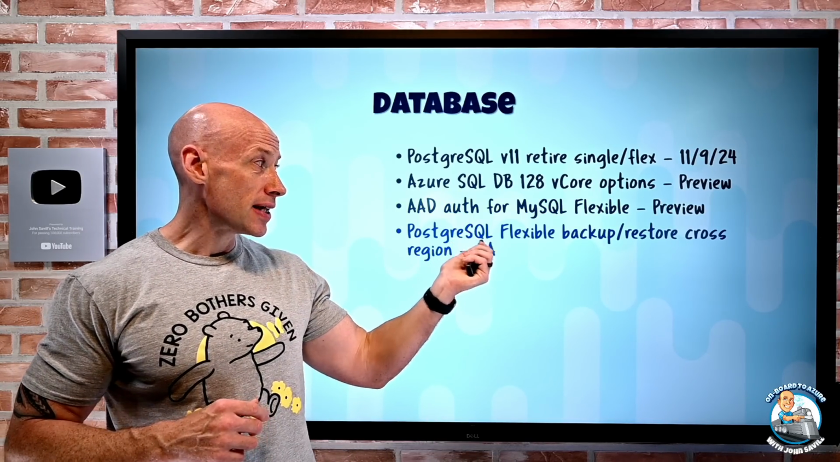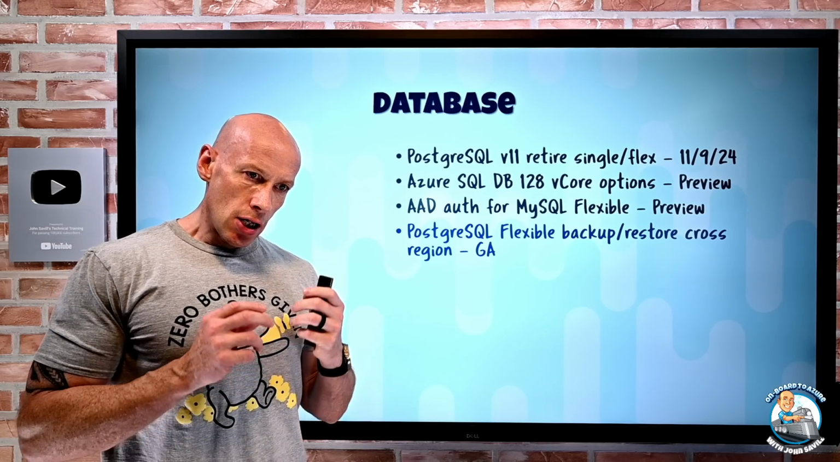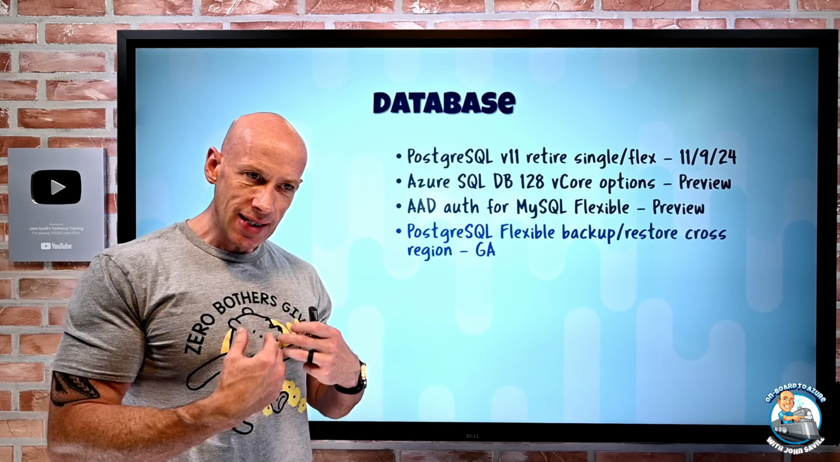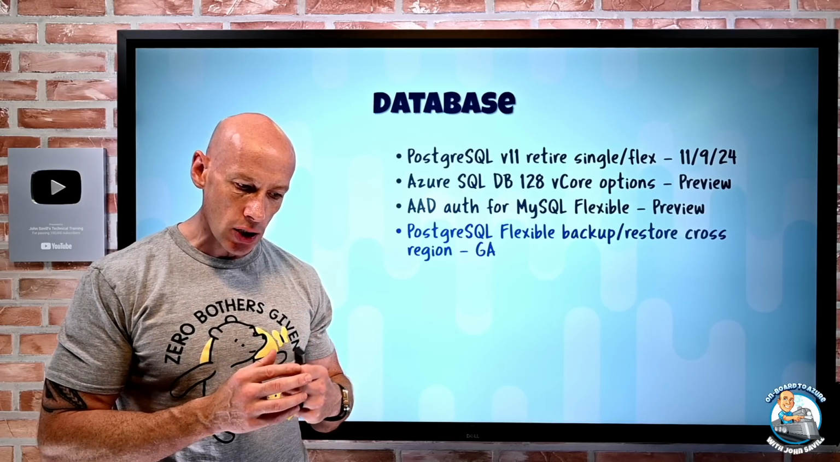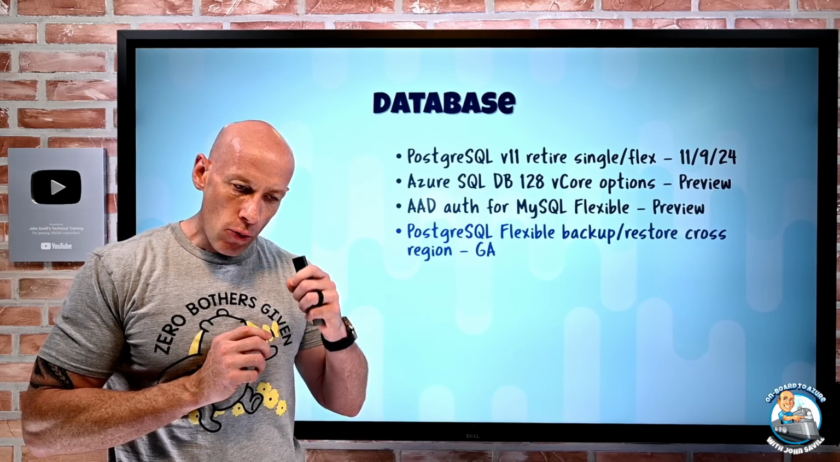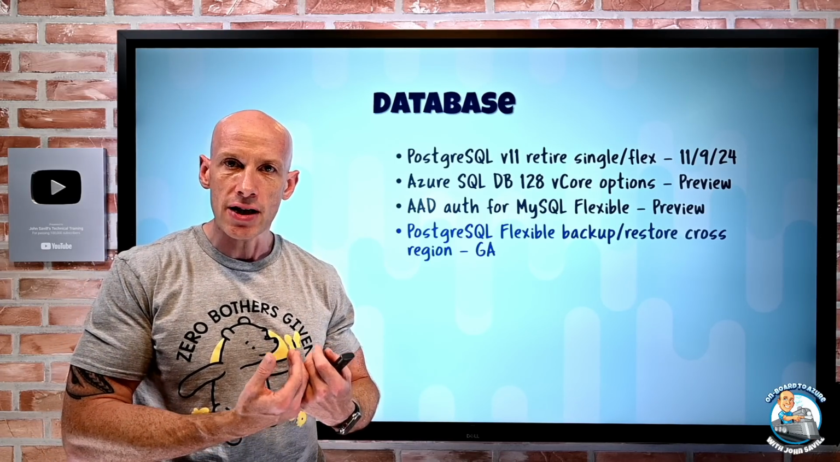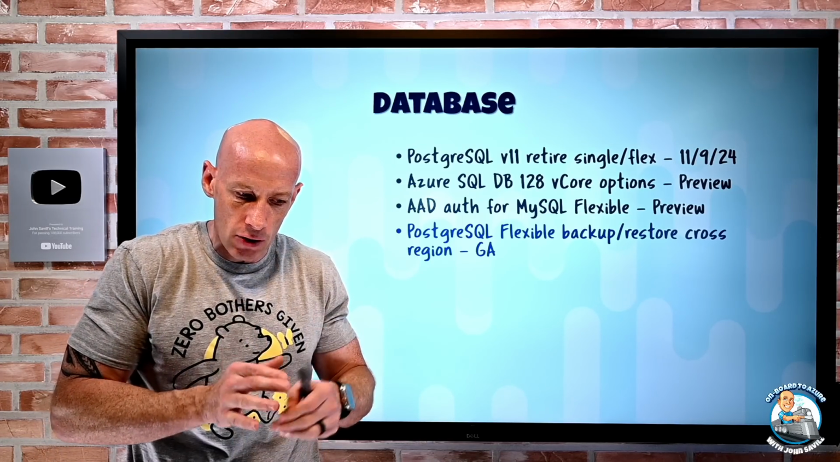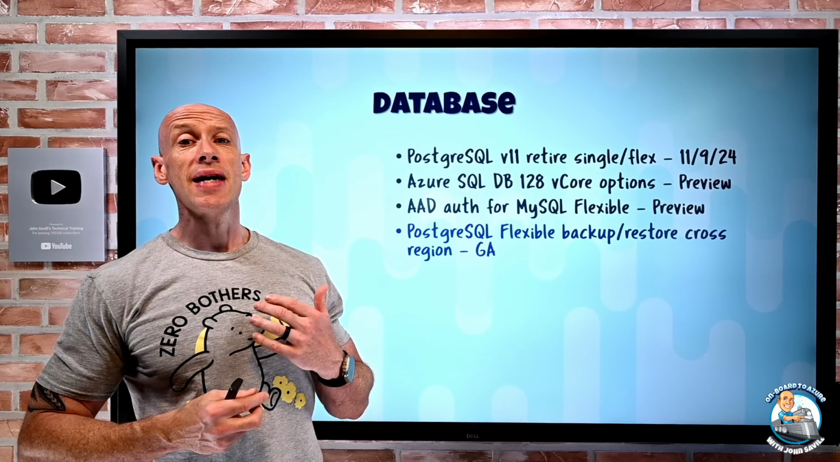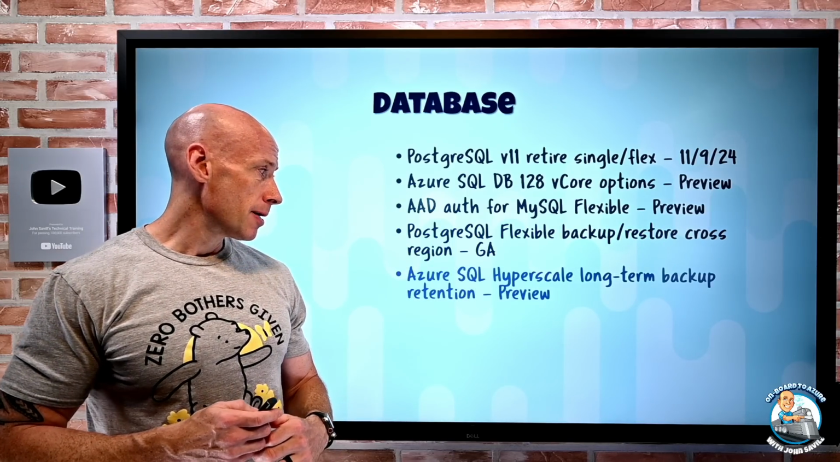PostgreSQL Flexible backup restore cross-region has gone GA. I have to set this during creation, but during creation I can elect to set my backup as geo-redundant. What that will do is use GRS instead of the normal ZRS or LRS for those backups, which would just be in region. And then that would let me restore to the paired region. So that option is now GA.